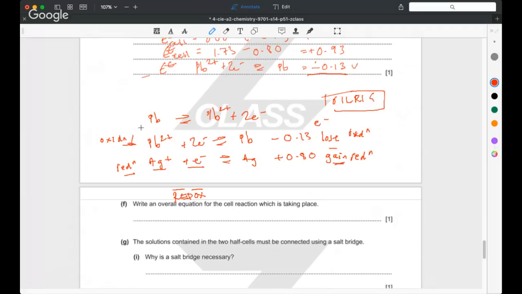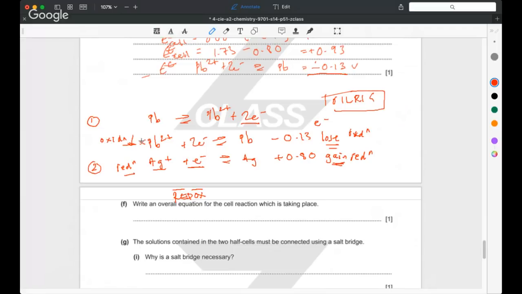Okay, and you can see because we've got electrons on this side, electrons are being lost. And because we've got electrons on this side, for silver, they're being gained. So we've got things the right way around. And that means that we've got to combine equation 1 up there with equation 2 down there, because we reversed this equation here.